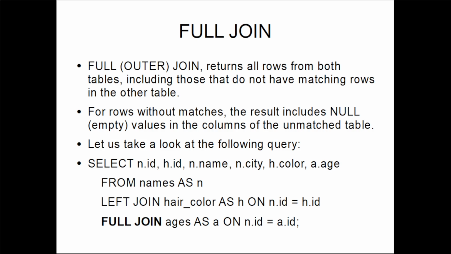Best practices. Consistent syntax: choose either full outer join or full join and stick with it throughout your project. The same applies to left outer join or left join. Consistency improves readability and maintainability. Clear aliases: use short, meaningful aliases, like n, h, a, to keep the query concise while ensuring clarity. Comment complex queries. For queries with multiple joins, add comments to explain each join's purpose, especially for full join, which can produce complex outputs.